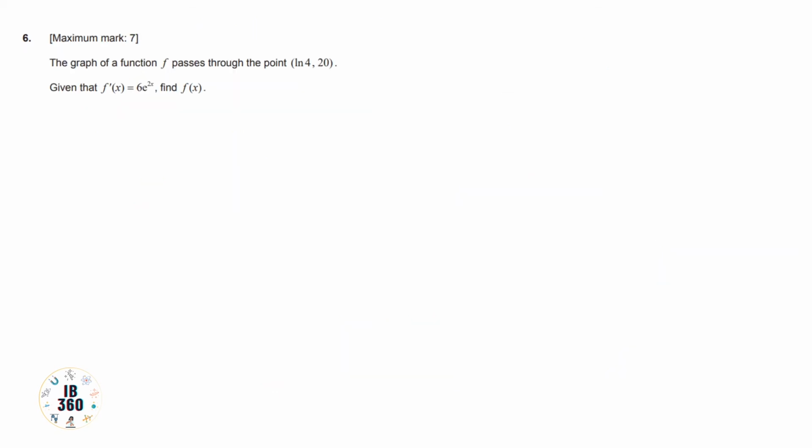Now, the graph of a function f passes through the point (ln 4, 20). ln represents the natural logarithm. So we will find this. f dash x is given as f dash x equals 6 e to the power 2x. We know that if f dash x equals 6 e to the power 2x, then we can write f of x as the integration of 6 e to the power 2x dx.